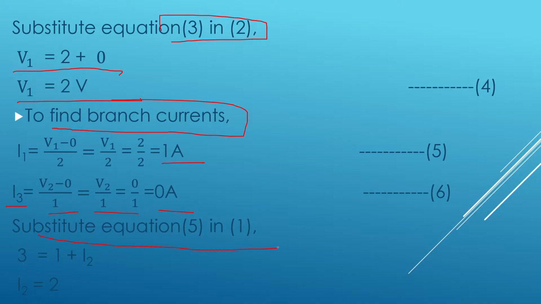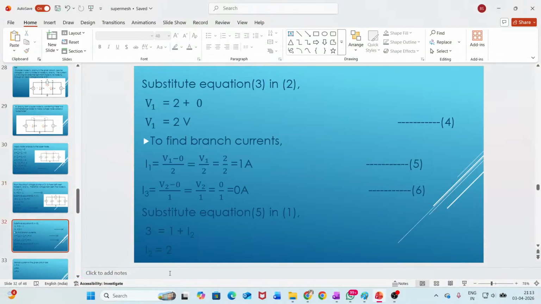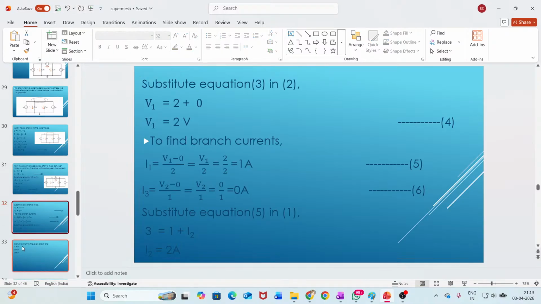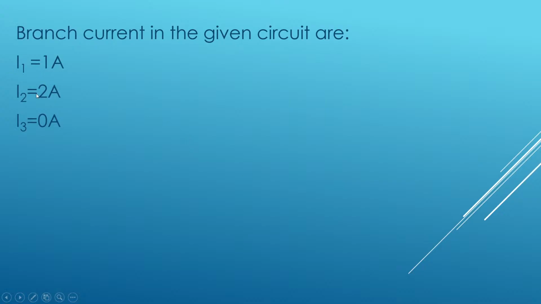Now substitute this I1 value in your equation 1. If you substitute in equation 1, you will get the I2 value. I2 is 2 amperes. I forgot to write amperes here. So I2 is 2 amperes. That's it. You have got I1, I2, and I3 values. So I1 is 1 ampere, I2 is 2 amperes, I3 is 0 amperes.